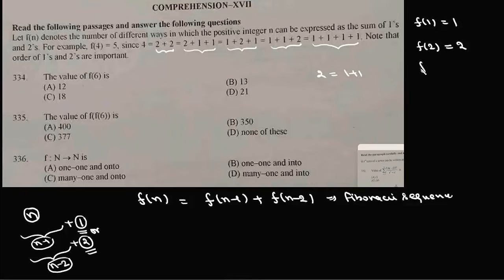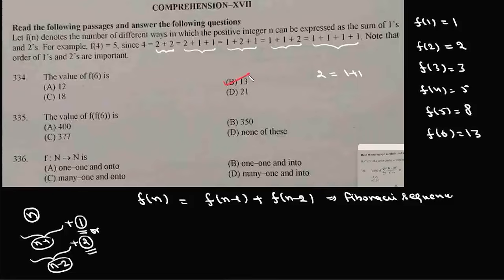So if we write F3, F3 is 1 plus 2, 3. F4 is 3 plus 2, 5. F5 is 5 and 3, 8. And F6 is 8 plus 5, 13. So the value of F6 is 13, and that's your option B.